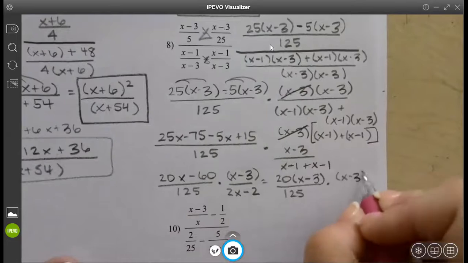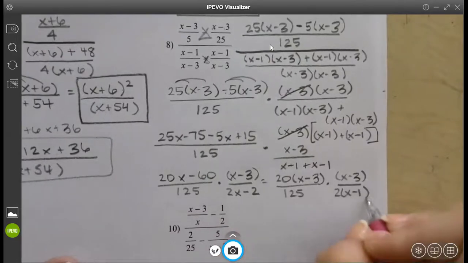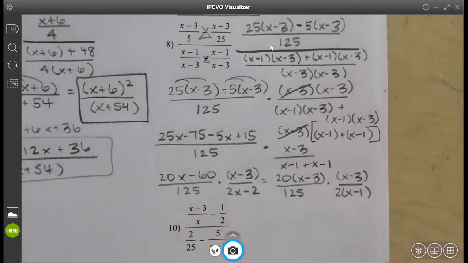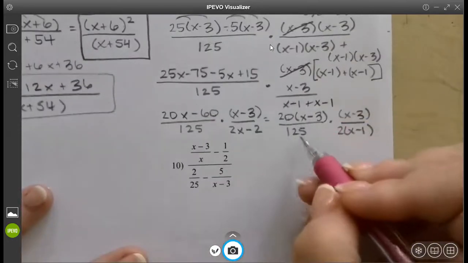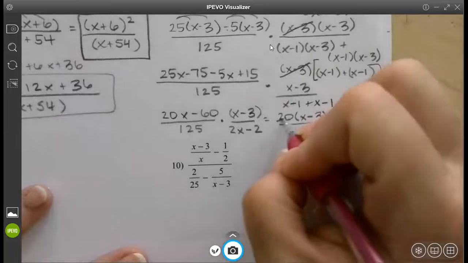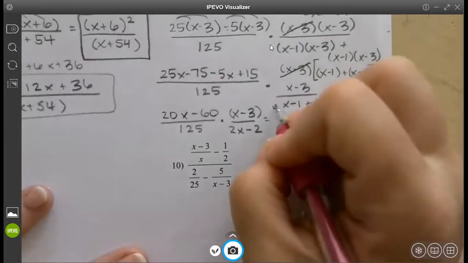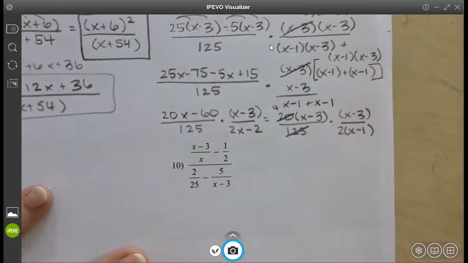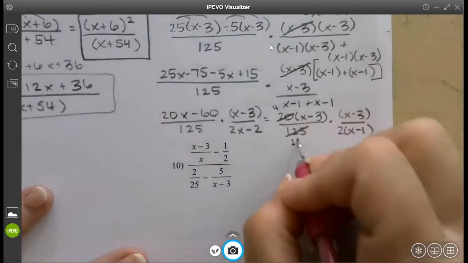X minus 3 won't do anything, but this has a common 2. We want to mark out anything we can. When I get to number 10, I'll do it like on the back side or something. Don't worry about going into that. And I don't know if you have a back side or not. All right. 20 and 125 are divisible by 5. So this would be 4. And then 125 divided by 5 is 25.